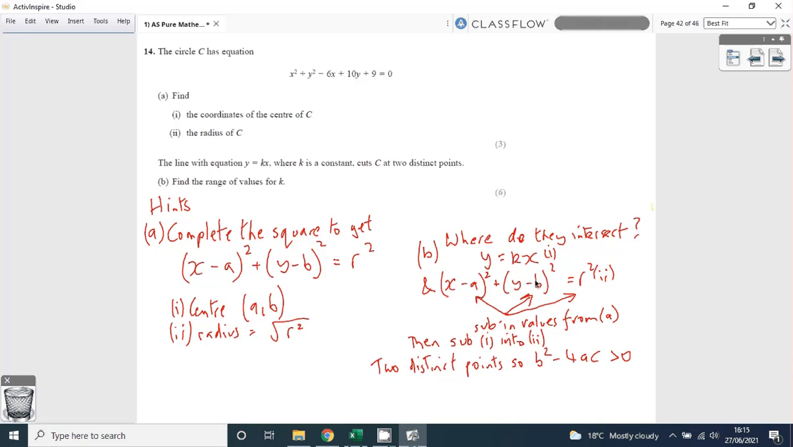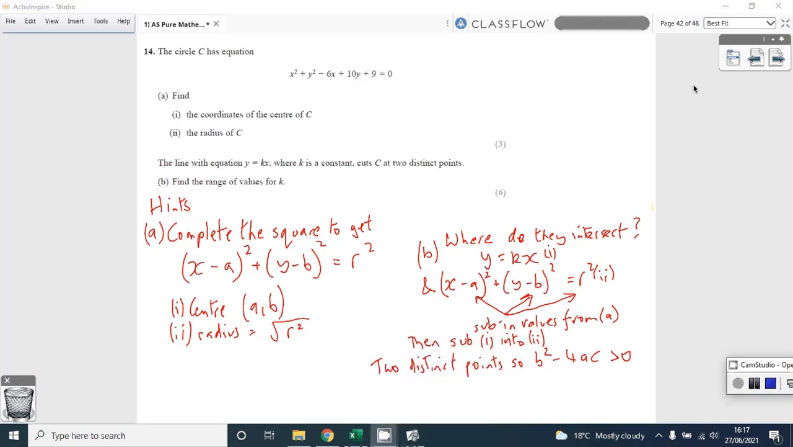Then multiply out the pairs of brackets, set it equal to 0, and get it into quadratic form. So you've got your x squareds, your x's, your normal numbers equaling 0. That will give you your a, your b, and your c. And because we've got 2 distinct solutions, the discriminant, b squared minus 4ac, will be greater than 0. So set it greater than 0, solve that inequality, and that will give the range of values for k.